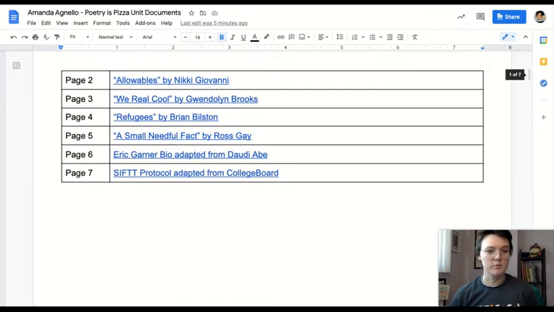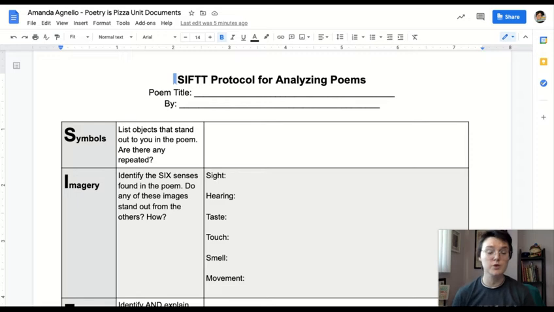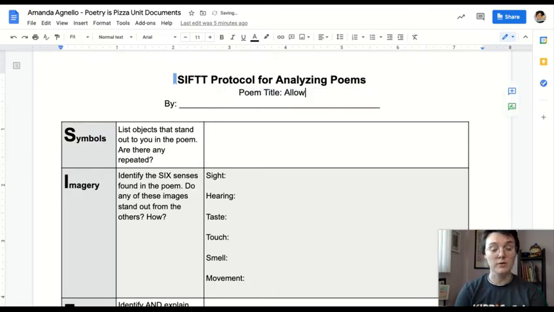So now that I've read the poem twice, I can go down to my SIFTT protocol, and I would encourage you to either write this on your paper or fill it out on here. And I'm going to start with the poem title. This is Allowables by Nikki Giovanni.